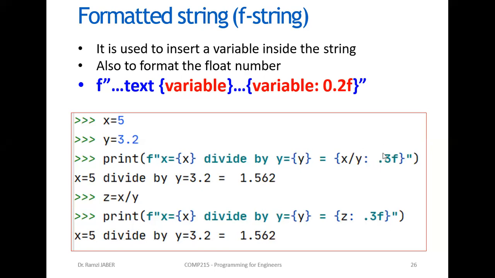Colon 2.3, another f here, for a float number. So it will give us x equal 5, divided by y equal 3.2, equal 1.562. We limited it to 3 decimal digits. It's optional; it's not obligatory. You can do it like here, or nothing, or another way. I will give you another syntax: if I replace z equal x over y, the same, I can put z here. The variable is the same.